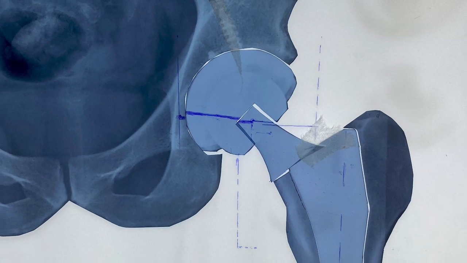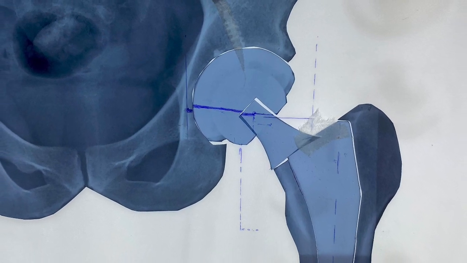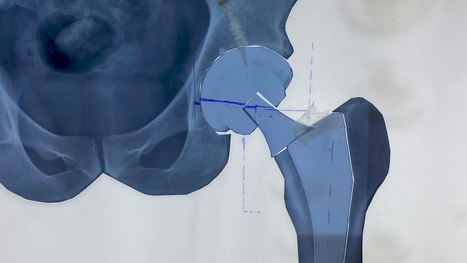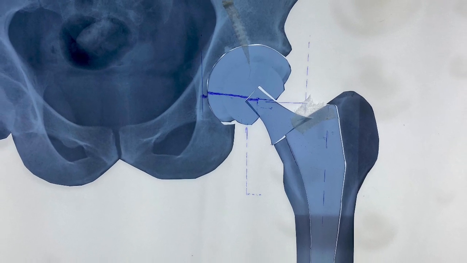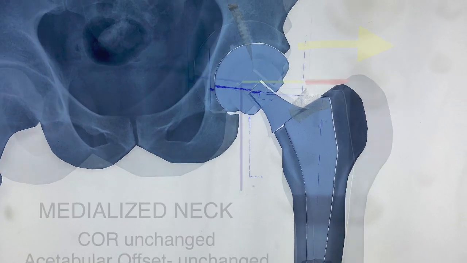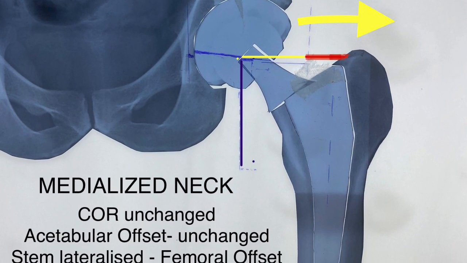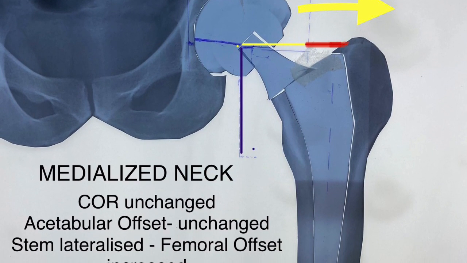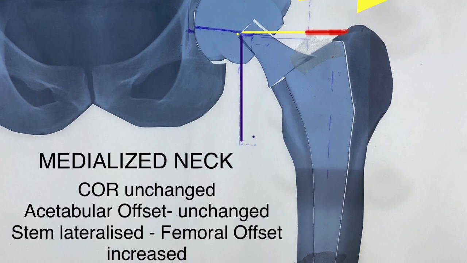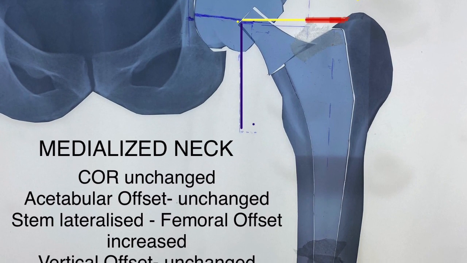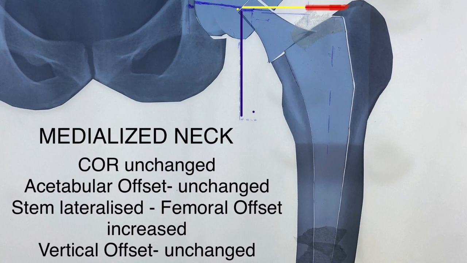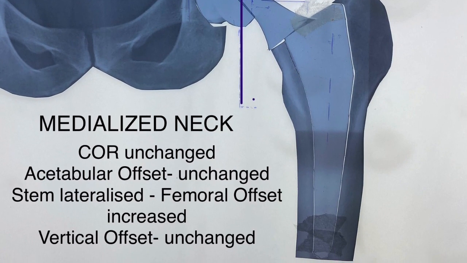Coming to the medialized neck, high offset stems, when you medialize the neck and then you reduce the femur, then the whole of the system, the femoral system, is lateralized. So this increases the femoral offset where the center of rotation, and hence the acetabular offset remains unchanged. So this is a situation where you can increase the horizontal offset without affecting the vertical offset or the acetabular offset.